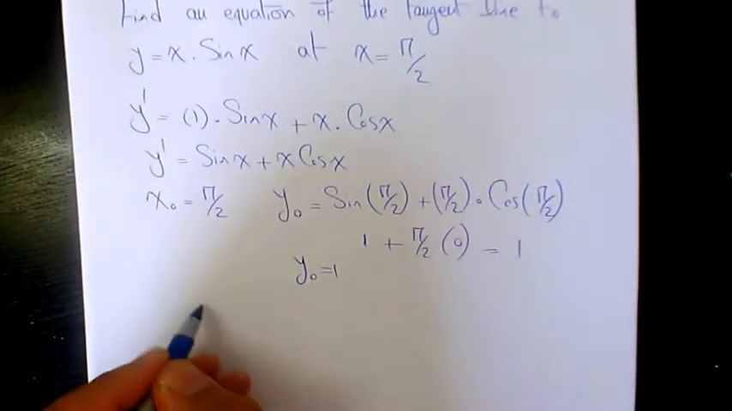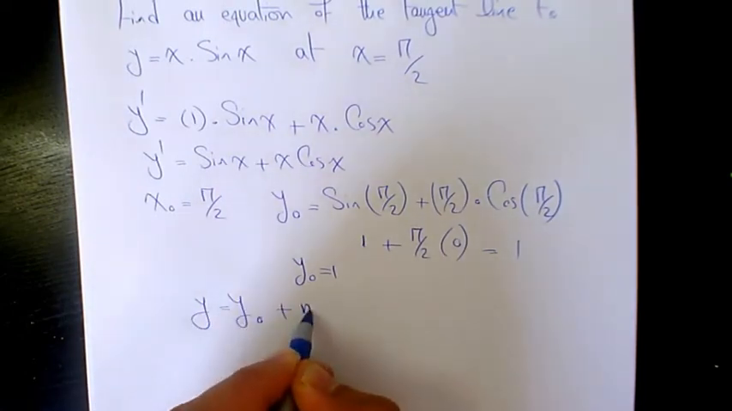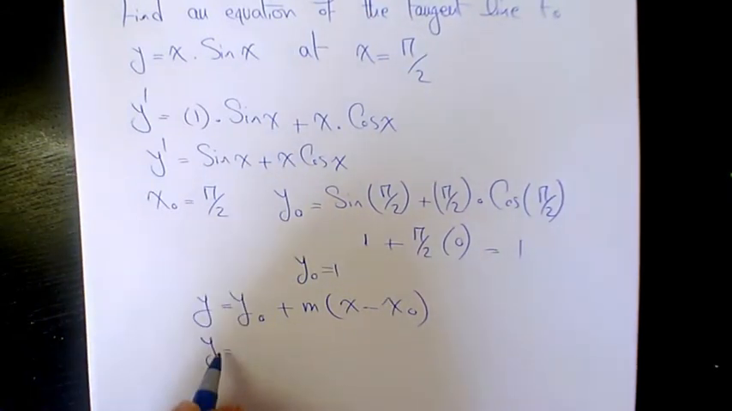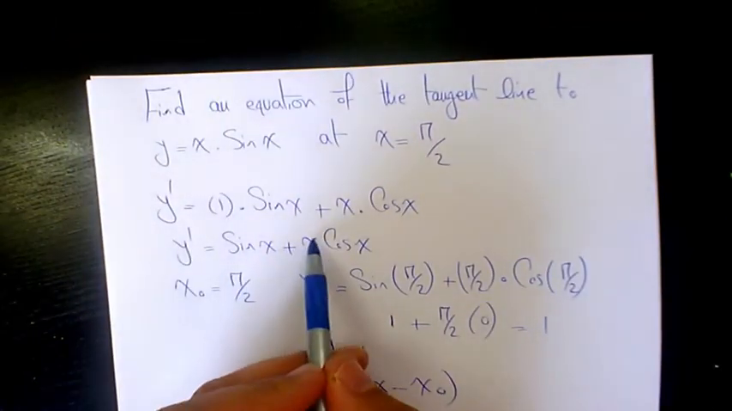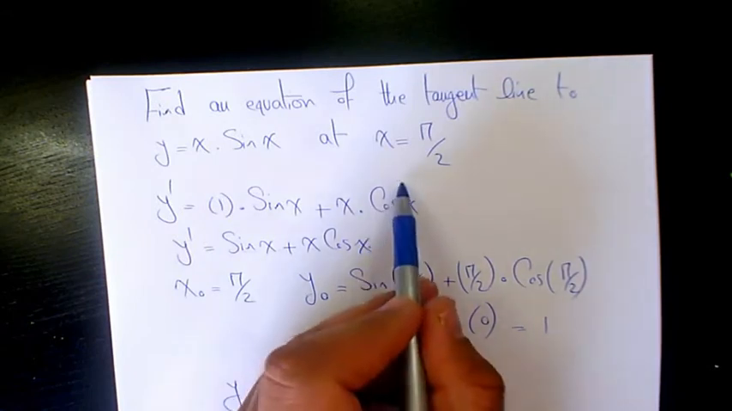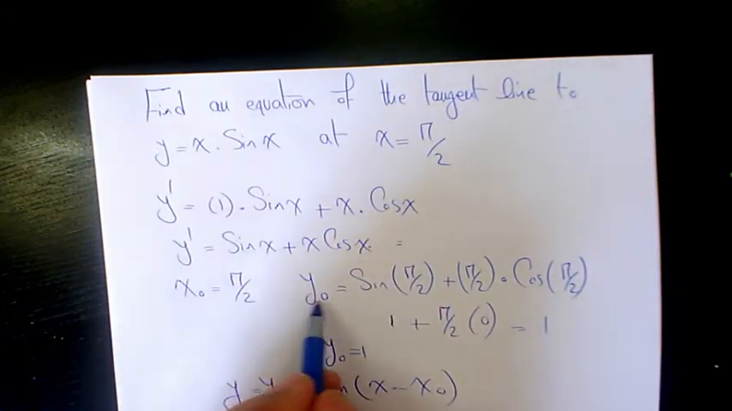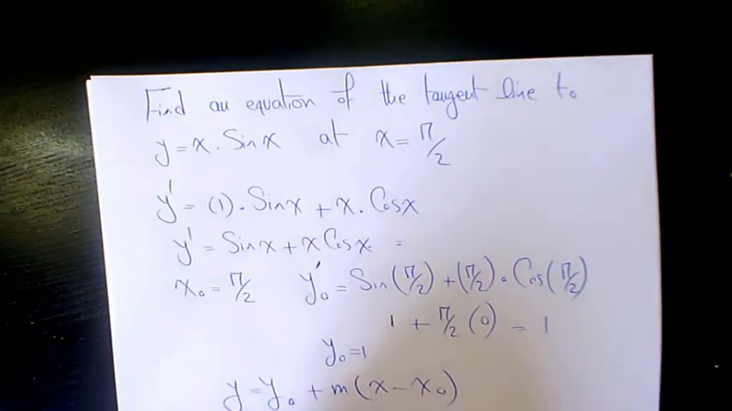The equation of tangent line, the form of that, y equals y naught plus m times x minus x naught. Y equals y naught, that's 1, plus m, which is sine x plus x cosine x. When you sub pi over 2, that's going to be, that one y prime here, which is 1.